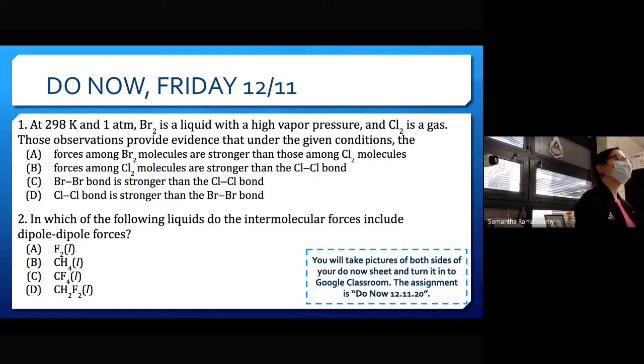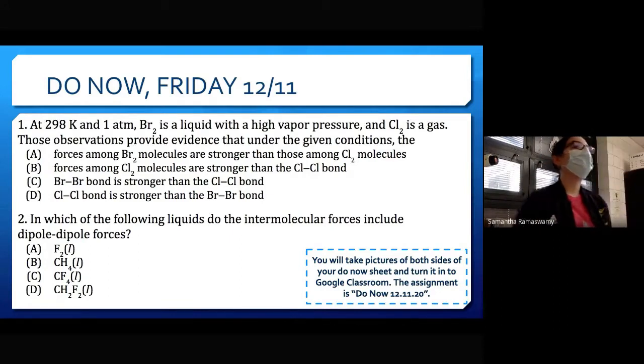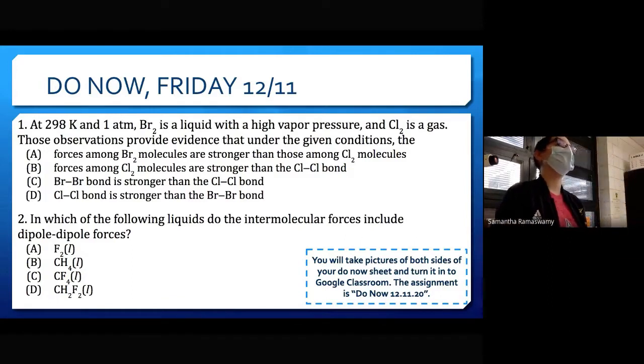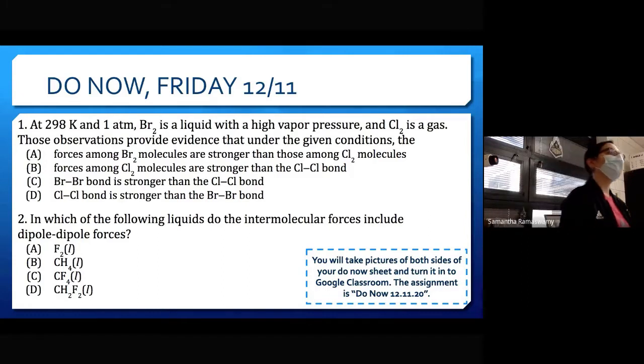So if Br2 is a liquid and Cl2 is a gas, that means that Br2 has stronger intermolecular forces than Cl2 does. So what we need to do is pick the option that goes along with the idea that Br2 would have stronger intermolecular forces than Cl2. So if we read through, A says forces among Br2 molecules are stronger than those among Cl2. Well, that's correct. All right, A is the correct answer for number 1.